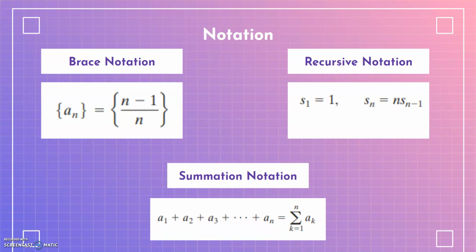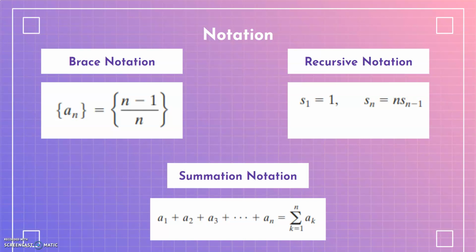When we write out sequences, we have a few options that we can use in terms of notation. The first is called brace notation. Brace notation can be used when the formula for the nth term of a sequence, which is sometimes called the general term, is known. Brace notation works by writing the entire sequence within a set of braces to indicate that it is the formula for the nth term.